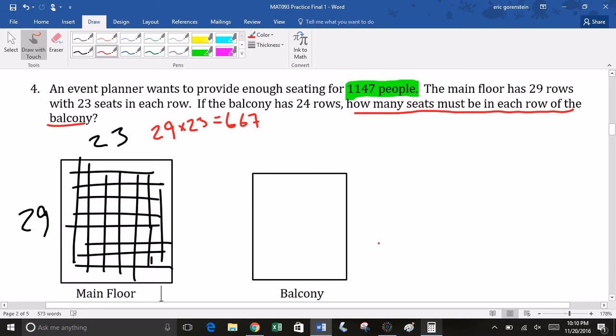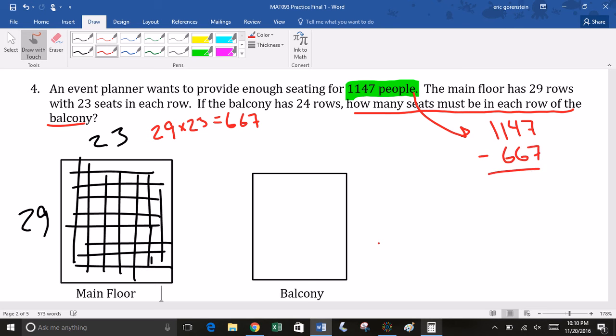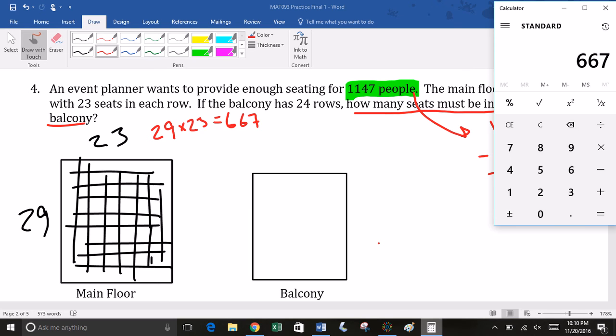That means the rest of the people have to sit in the balcony. Of those 1147, we've accounted for 667. So what's left? 1147 minus the 667 people that are sitting on the main floor. Let's clear this. 1147 minus 667. So there's got to be 480 people in the balcony.